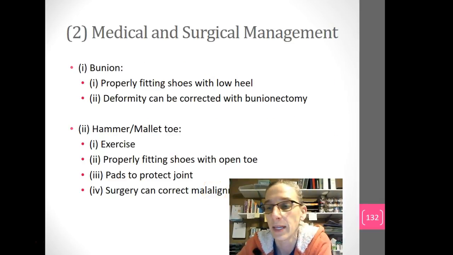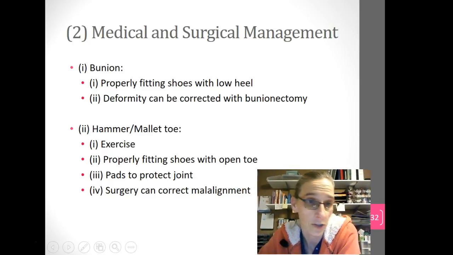All right, medical and surgical management. With the bunion, there is no treatment that is pain-free or without difficulty walking. You're going to have issues when you have any kind of bunion treatment because it's going to be bunion surgery. Properly fitting shoes with a low heel will help. The deformity can be corrected with a bunionectomy.